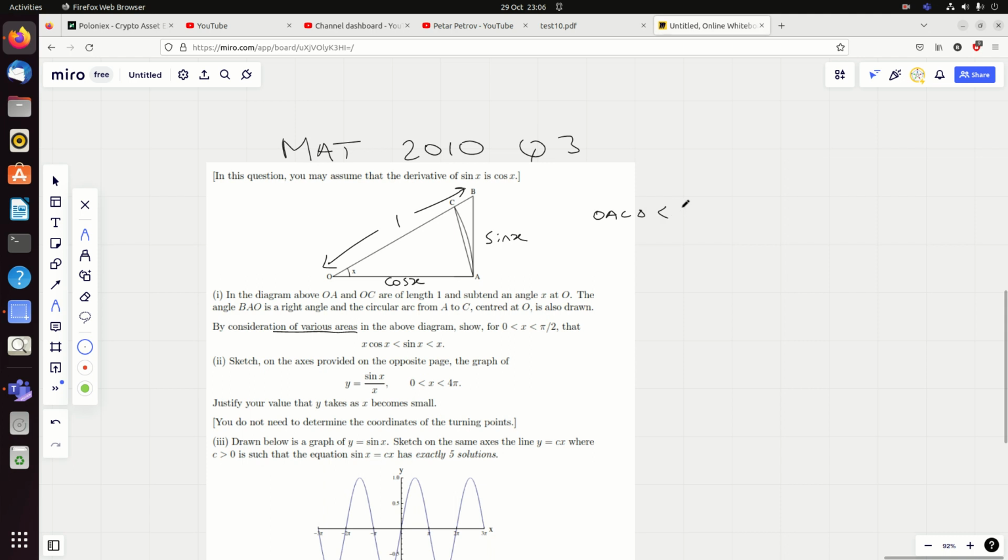okay, so obviously, the OAC triangle is less than the OAC sector, which is less than the OAB triangle. That's what I'm going to point out. It should be obvious what I mean by that, I hope.